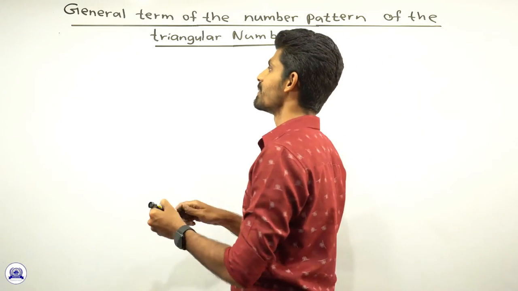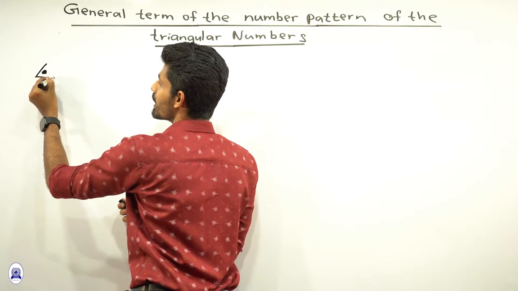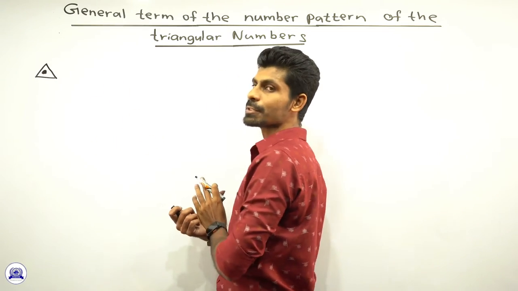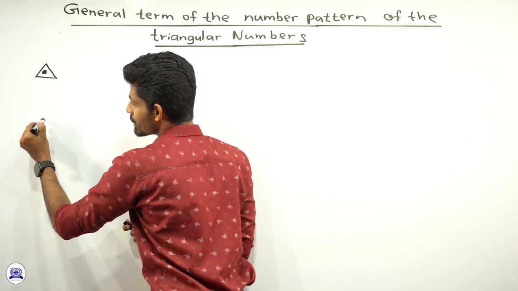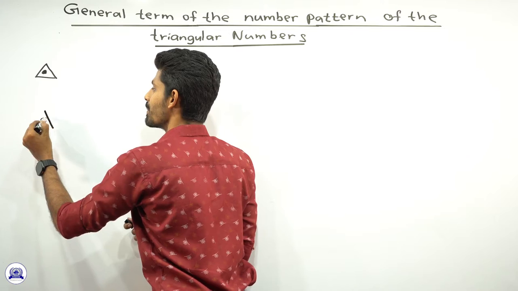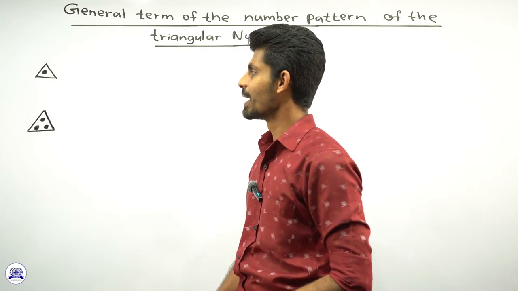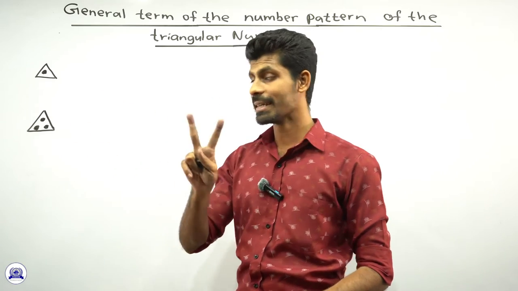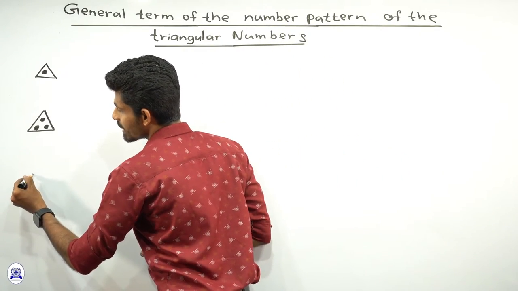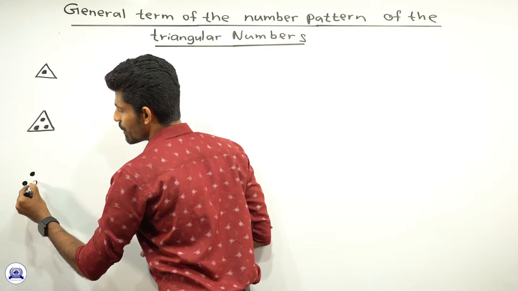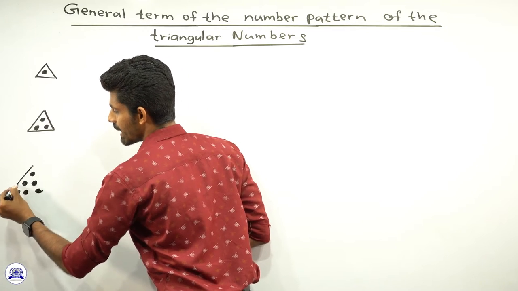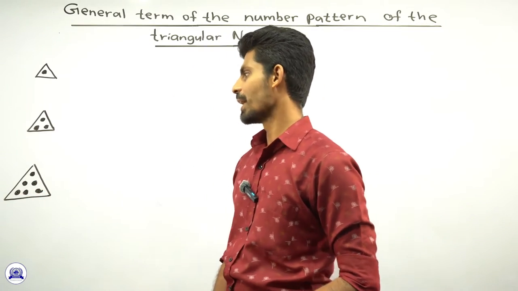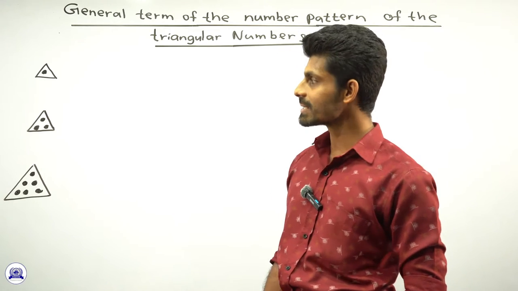Triangular numbers mean, so what is the first triangular number? It equals 1. The second one, you can arrange in a triangular shape like this. How many dots are there? 3 dots. So the second triangular number is 3. The third one, 1, 2, and 3 dots, so 1, 2, 3, 4, 5, 6. How many dots are there? 6.